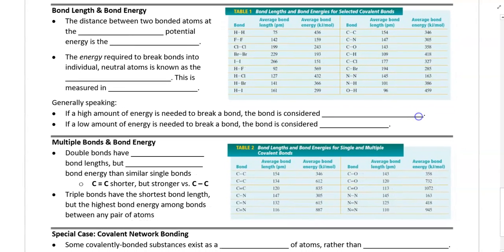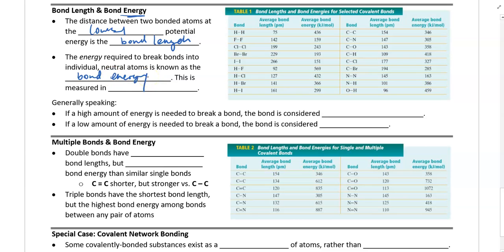All right, let's try this one out. Bond length and bond energy. The distance between two bonded atoms at the lowest potential energy, that distance, again, is considered the bond length. It makes sense, right? Bond length referring to a distance. But then we also have to consider this thing called bond energy. The bond energy is the energy required to break bonds into individual neutral atoms, and this is known as the bond energy.